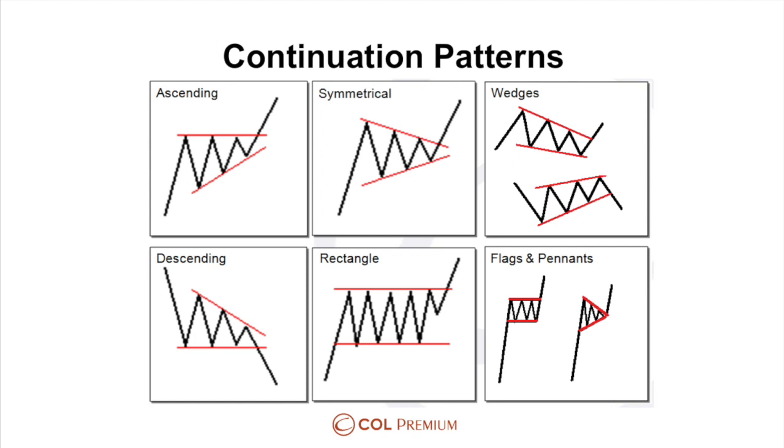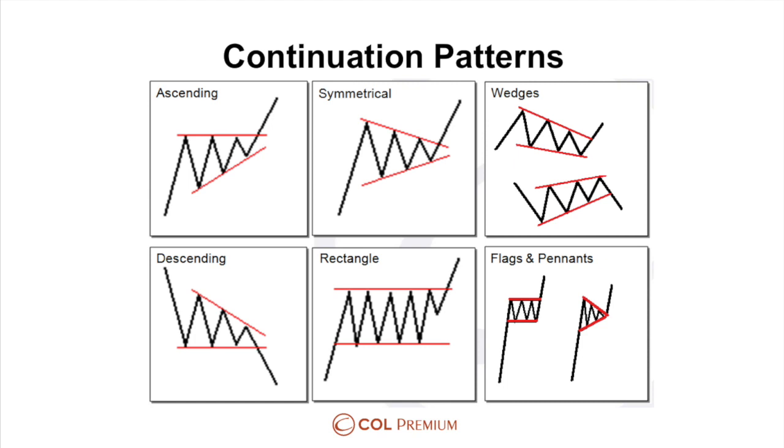So we have here ascending triangle, symmetrical triangle. You have here falling wedges for uptrends, rising wedges for downtrends. Ascending triangles continue uptrends, descending triangles continue downtrends. Rectangles can happen on continuations on either the uptrend or downtrend. Symmetrical triangles can also happen as a continuation on the uptrend and the downtrend. Wedges, falling wedges can continue the uptrend. Rising wedges continue the downtrend.